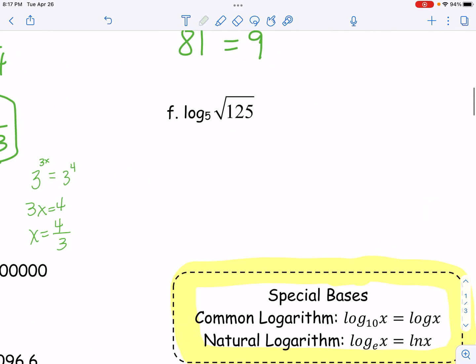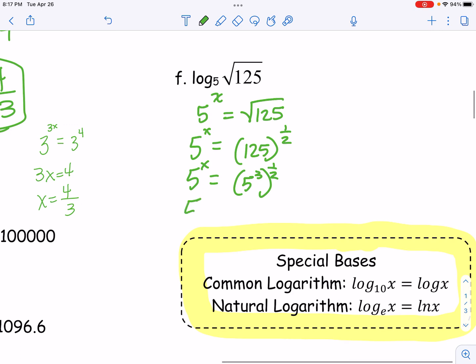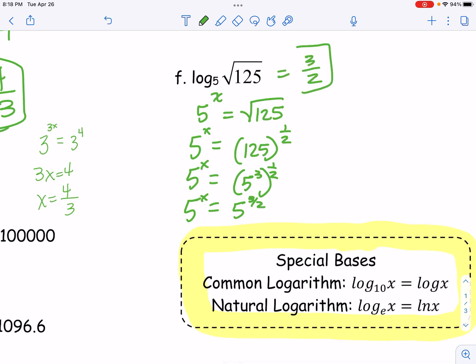And then last one. 5 to the what, x, question mark, whatever, is equal to the square root of 125. So I'm going to rewrite this. I'm going to take some baby steps. 5 to the x is equal to 125 to the 1/2 power. Well, how can I rewrite 125? That's the same thing as 5 cubed to the 1/2 power. Well, what happens when I raise a power to a power? I multiply the powers. So 5 to the x is equal to 5 to the 3 times 1/2, which is 3/2. Now that my bases are the same, I know that x is equal to 3/2. So that's my final answer.